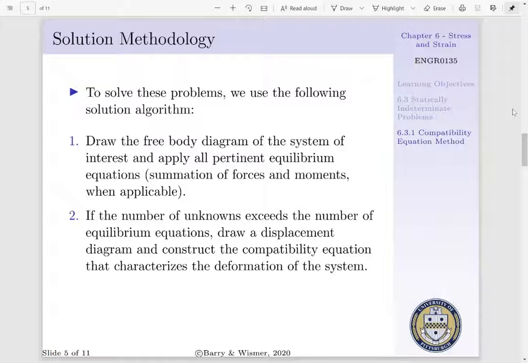First, we will draw the free body diagram of the system of interest and apply all pertinent equilibrium equations, summation of forces, and summation of moments when applicable. If the number of unknowns within our system exceeds the number of equilibrium equations, we will draw a displacement diagram and construct the compatibility equation that characterizes the deformation of our system.